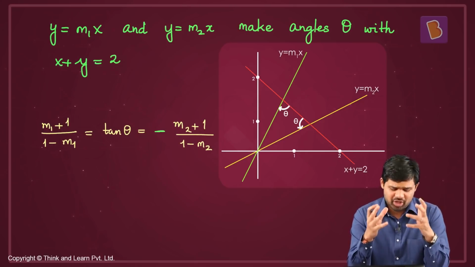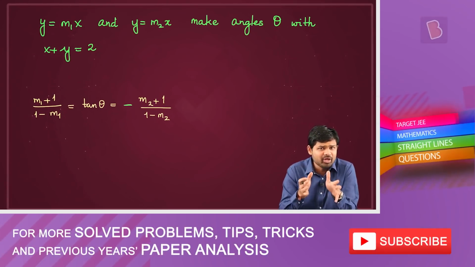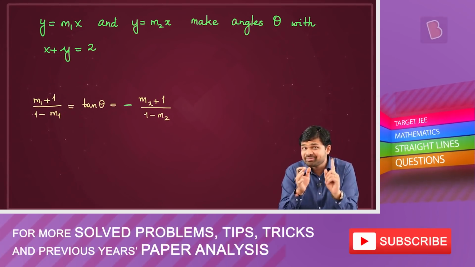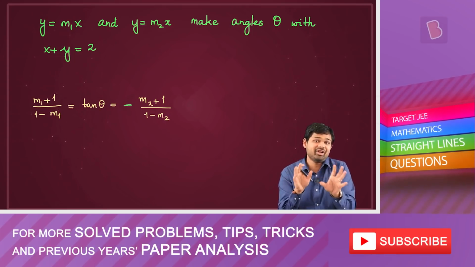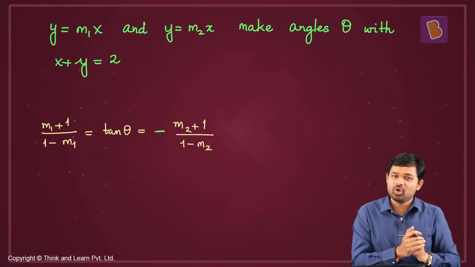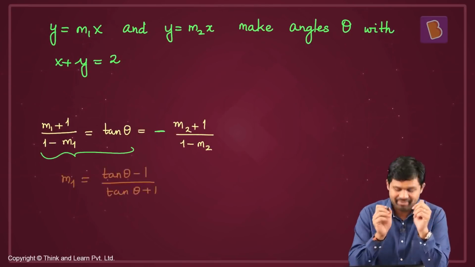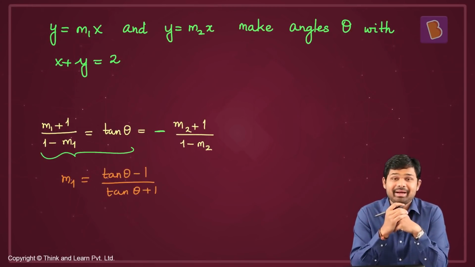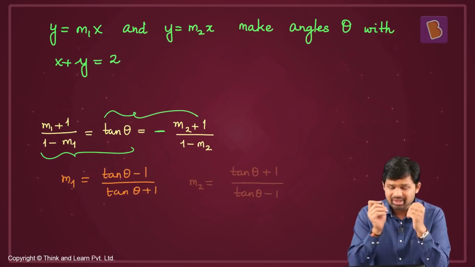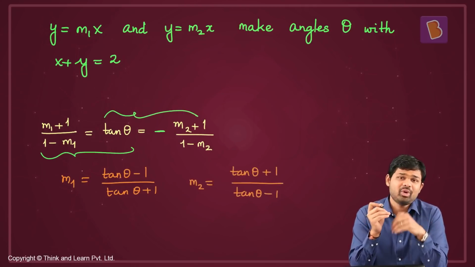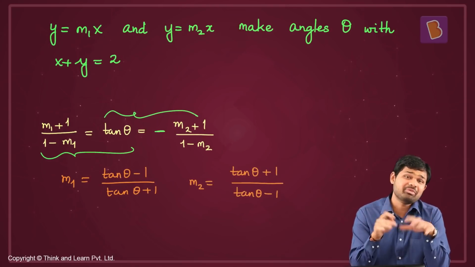So from this expression, I'm going to express m1 in terms of tan theta, m2 in terms of tan theta. Why am I doing that? Because I already have expressions for m1 plus m2 and m1, m2. So if I express m1 and m2 in terms of tan theta, I can play with the old result I have. So from the left hand side of the expression, I get m1 equal to tan theta minus 1 divided by tan theta plus 1. From the other side, I get m2 equal to tan theta plus 1 divided by tan theta minus 1. I'm not going to multiply these two. I'm going to add these two.